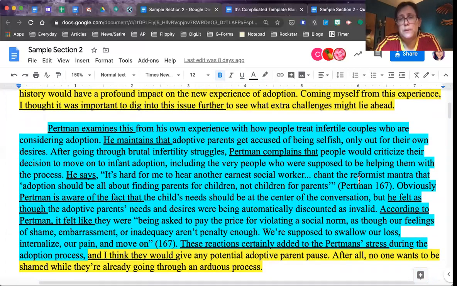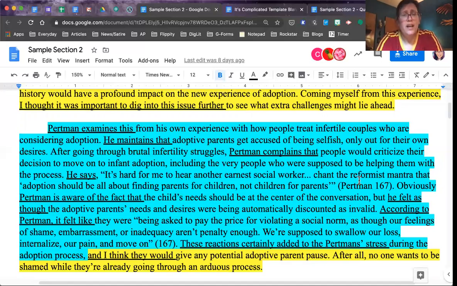Pertman explains this from his own experience with how people treat infertile couples who are considering adoption. He maintains that adoptive parents get accused of being selfish, only out for their own desires. After going through the brutal infertility struggles, Pertman complains that people would criticize their decision to move on to infant adoption, including the very people who were supposed to be helping them with the process. He says, "It's hard for me to hear another earnest social worker chant the reformist mantra that adoption should be all about finding parents for children, not children for parents." Pertman 167. Obviously, Pertman is aware of the fact that the child's needs should be at the center of the conversation, but he felt as though adoptive parents' needs and desires were being automatically discounted as invalid.